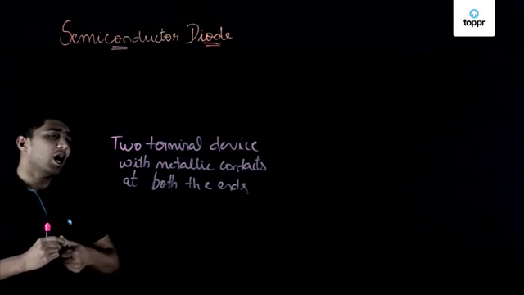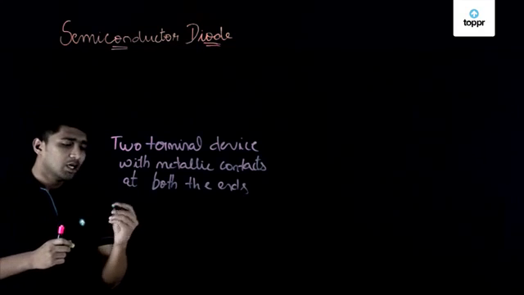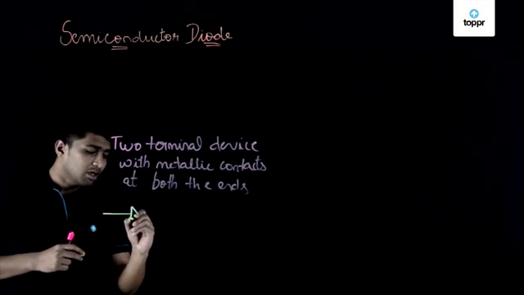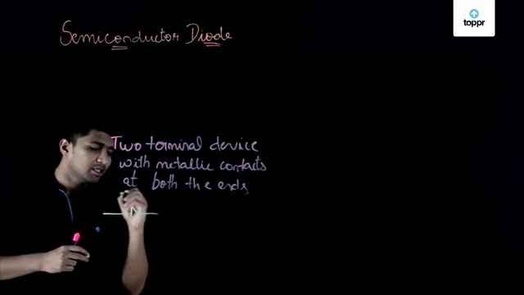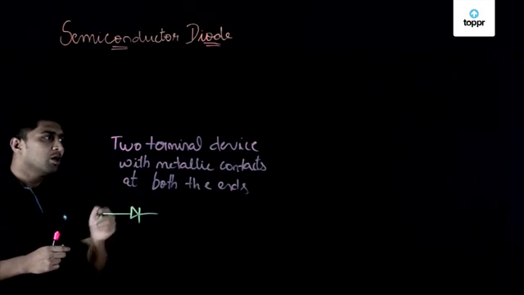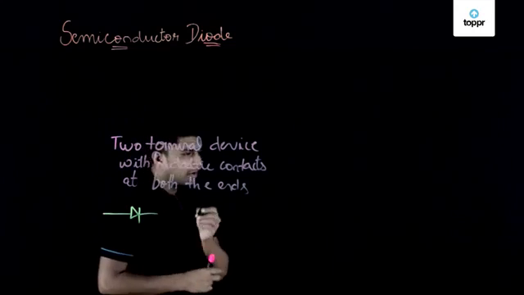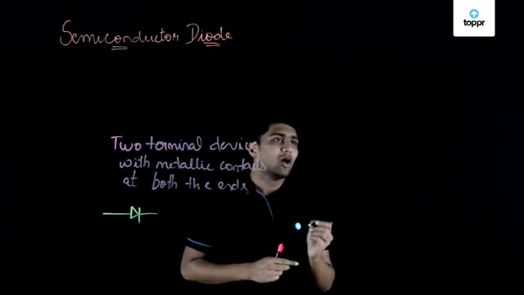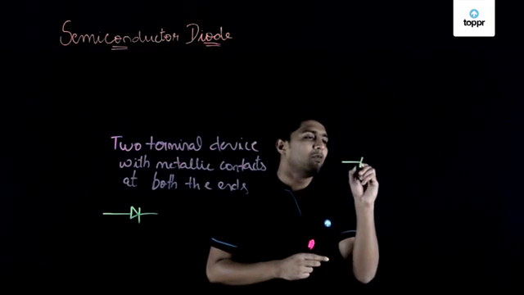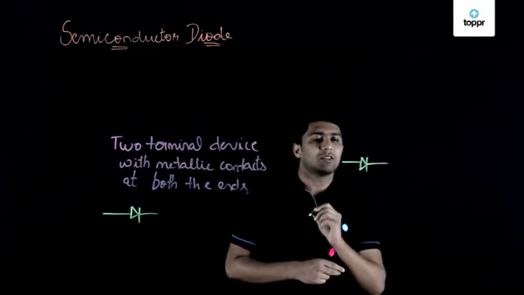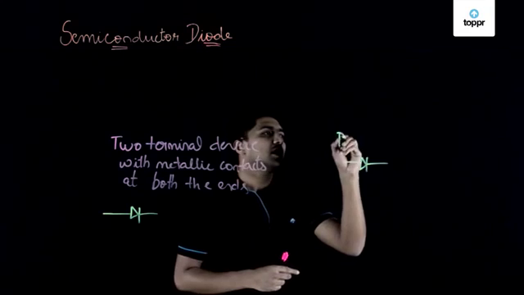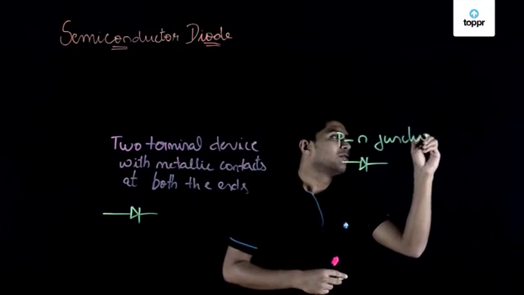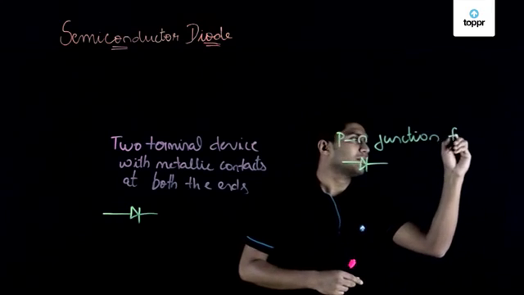Now let's see how a diode is represented diagrammatically. A diode will look like this. By having this diode, we can bias it in two ways. A diode can be biased in a forward as well as a reverse manner. So let's first understand when we are connecting a PN junction in forward bias.